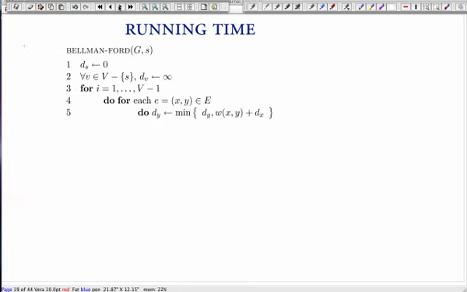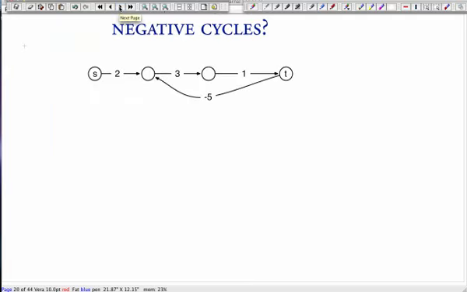The second point I want to make, okay, so the running time, we've talked about that before. The second point is, what happens if there are negative cycles in this graph? In other words, when do we know when to quit in this algorithm? So take, for example, this graph right here. What is the length of the shortest path from S to T? Yes, this is a trick question because it's not well defined.